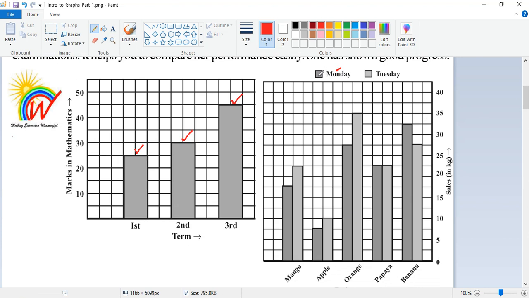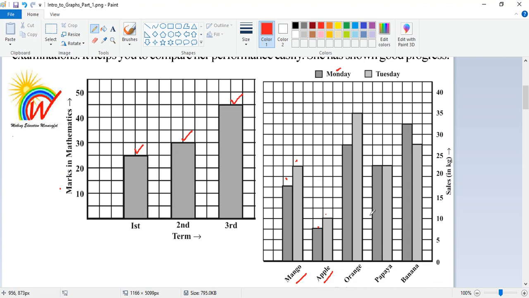The dark shaded one is Monday, the light one is Tuesday, and you can see that there are two bars drawn in each case. For mango you have one dark one and one light one, right? And for apple you have one dark and one light. So this is about the sales. If you look at the side over here, it talks about the sales in kg.